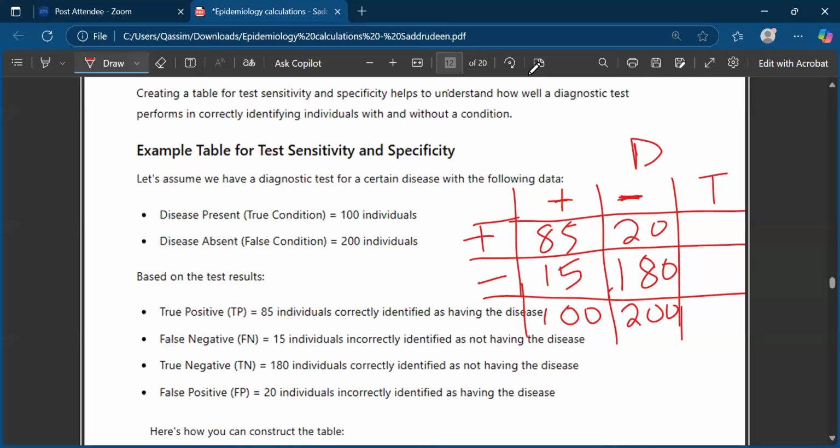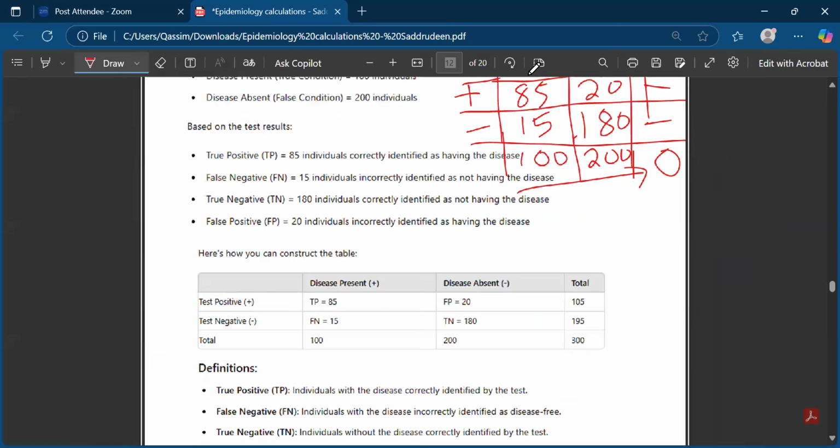Then you do 85 plus 20, you calculate your total here. 180 plus 15, you calculate your total. Then you add everything across horizontally, then you put your grand total there. And that is how they came up with it.